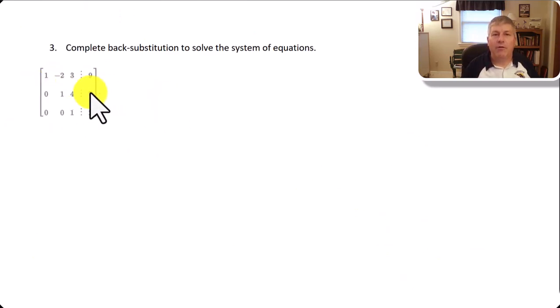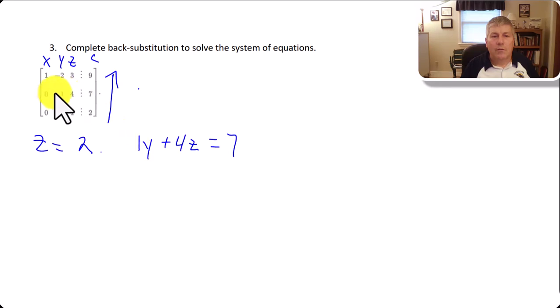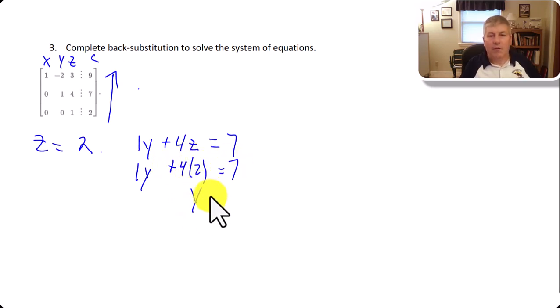So I've just copied over my matrix, again, my x, my y, my z, and my constant. Working from bottom up, I can say z equals 2. From my middle row, again, I could say 1y plus 4z equals 7, but since I know z equals 2, I'm doing my back substitution. I can say 1y, and you won't write in the 1, plus 4 times 2 equals 7. So now, subtracting 8 from both sides, we know y is equal to -1.